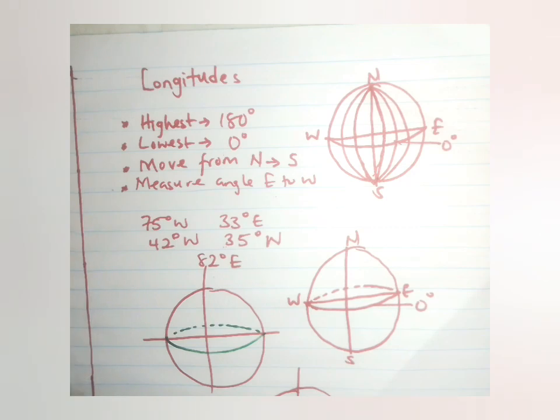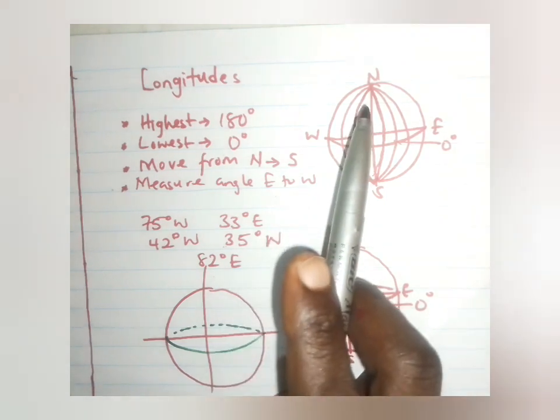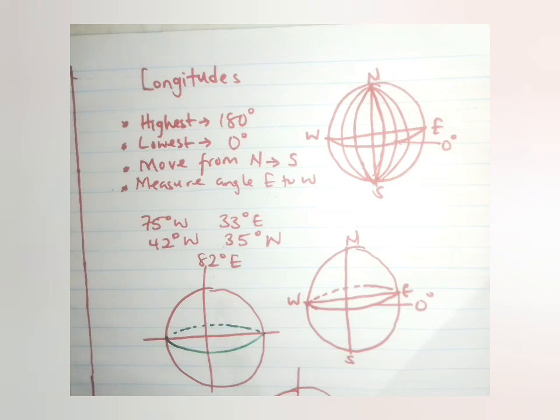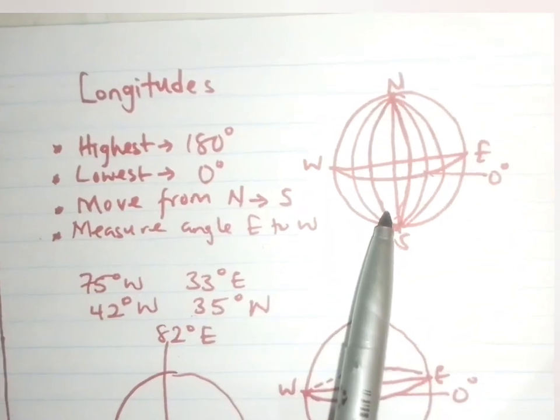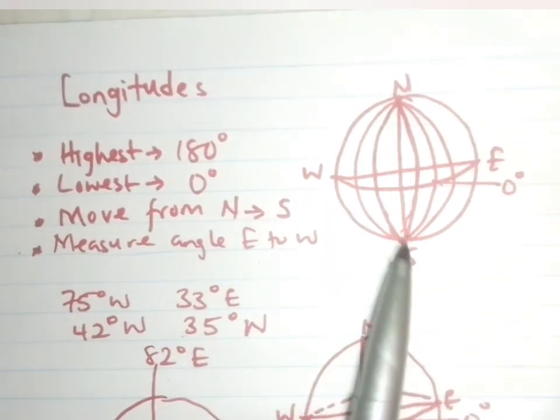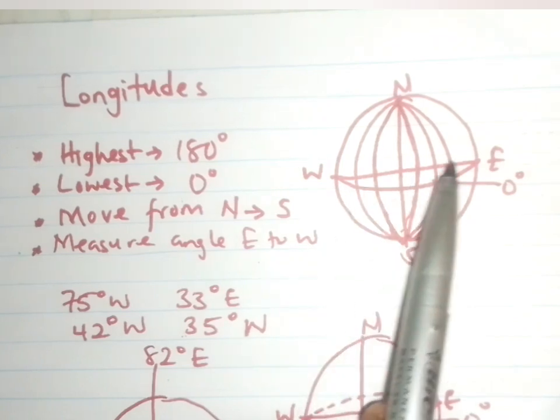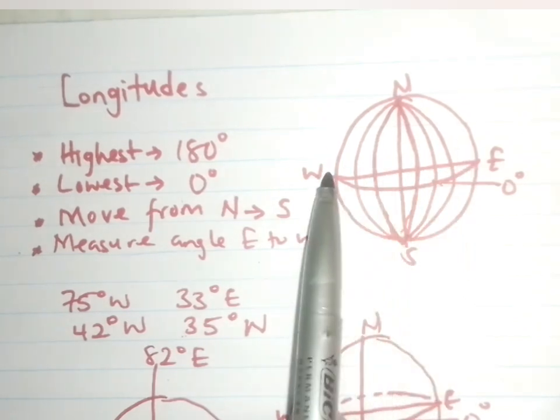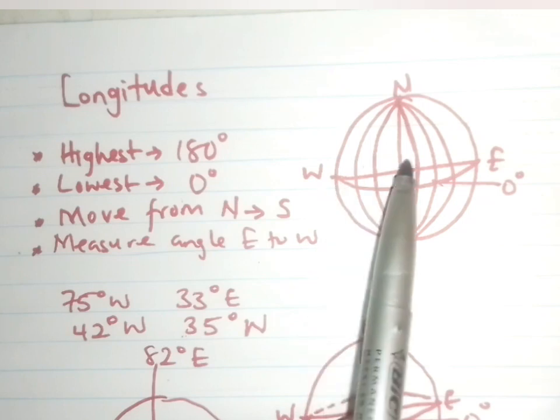Then we are moving on to longitudes now. Longitudes are lines that run from the North Pole to the South Pole. You can see an example right here. They run from the North to the South Pole, but they measure angles in this direction, either like this or like this. They measure angles eastwards or westwards.